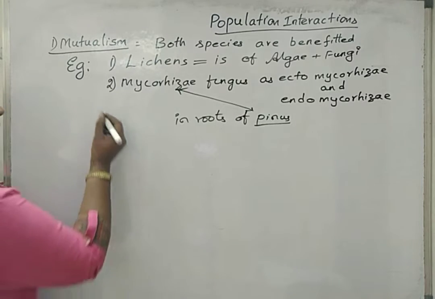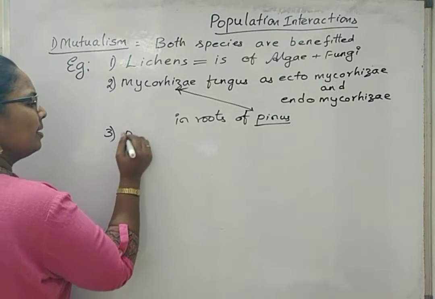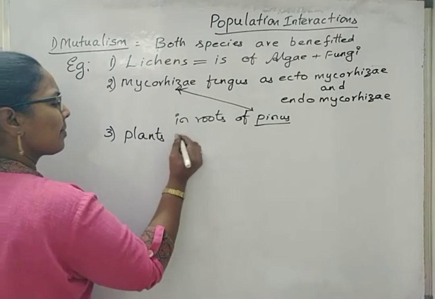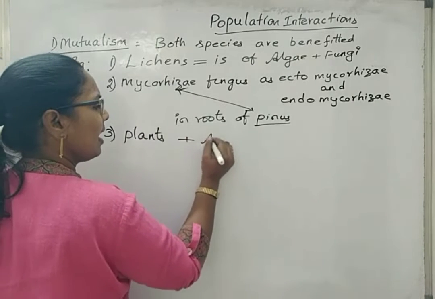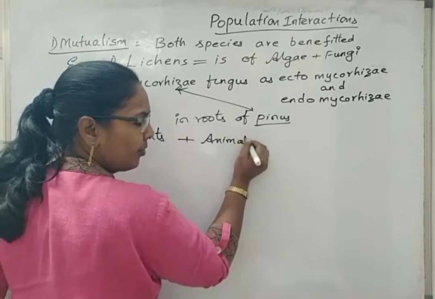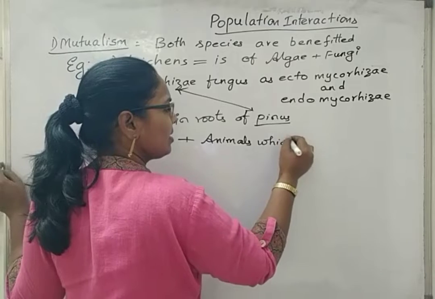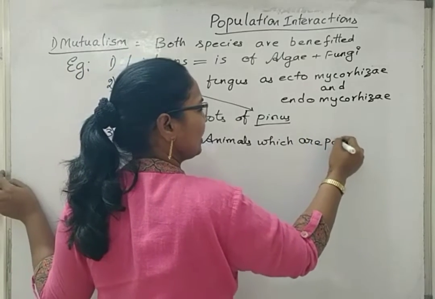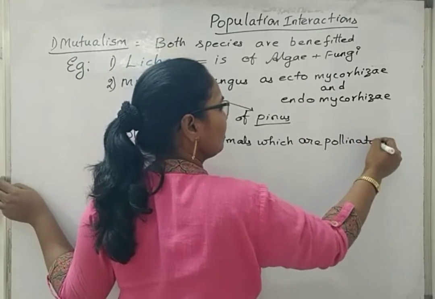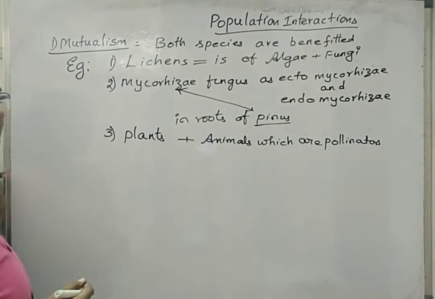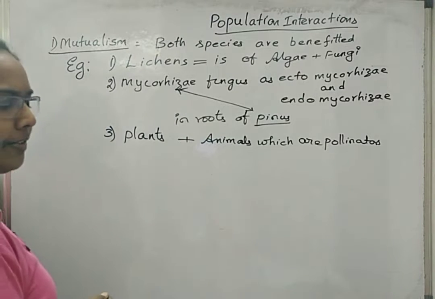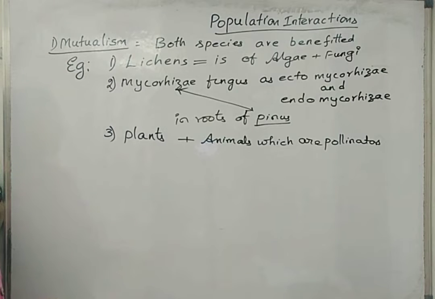Next, the third example is plants plus animals which behave as pollinators. We have different terms like ornithophils, entomophils, zoophils, etc. Different types of organisms behave as pollinators in different steps of the plant life cycle.